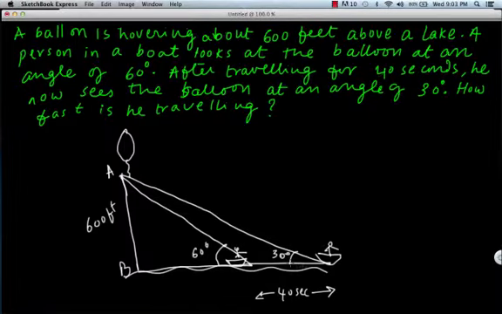In order to calculate the speed, we need to find the distance. So let's call this C, and we'll call this D. If we calculate the distance CD and divide it by the time, we will get the speed. So the goal of this problem is to find the distance CD. Now let's look at the triangle ABC, the first right angle triangle.